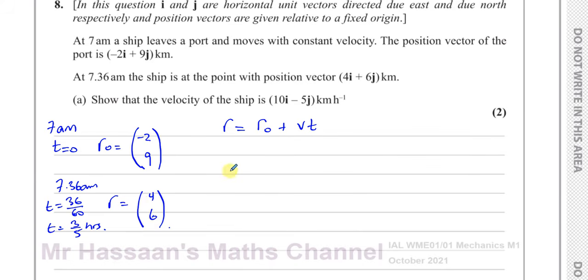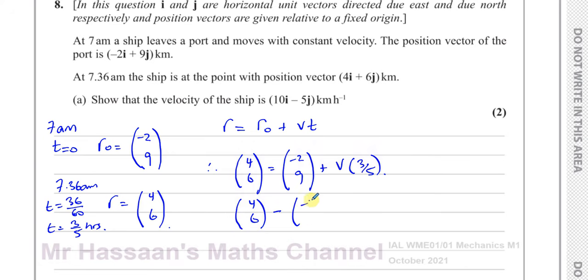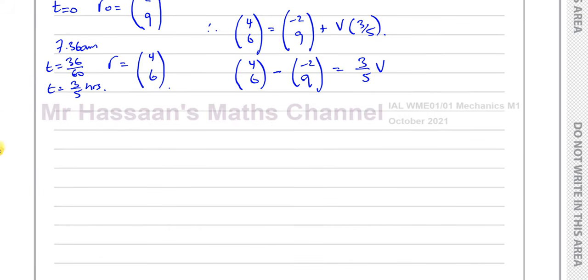So we're trying to find v. What we know is r, which is (4, 6), is equal to r0, which is (-2, 9), plus v, which we're trying to find, times t, which is 3/5. If I rearrange this, I can say (4, 6) minus (-2, 9), just subtracting this vector from both sides, is equal to 3/5 times the velocity vector. So 4 minus minus 2 is 6, 6 minus 9 is minus 3, and that's 3/5 of the velocity vector.